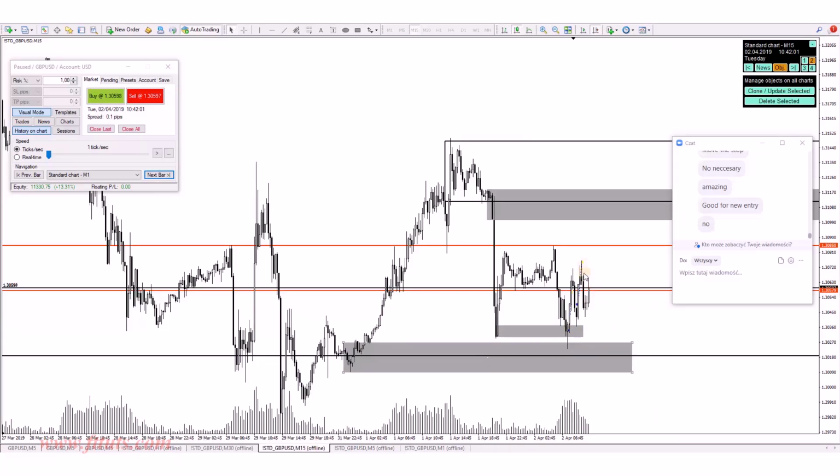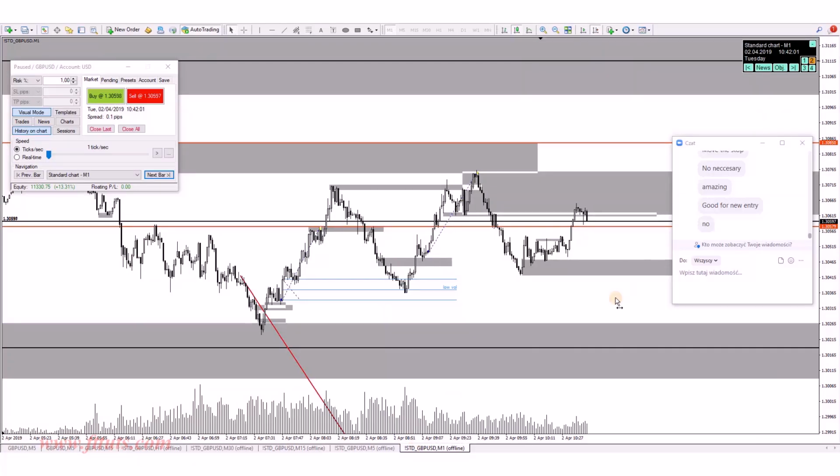M15. Aha. Okay. We just reached the freshly made supply. And this is this one. The leg out has higher volume. Very good. So that's why. Okay.